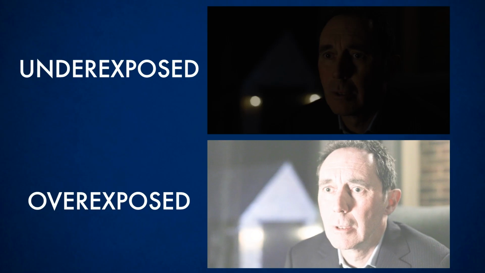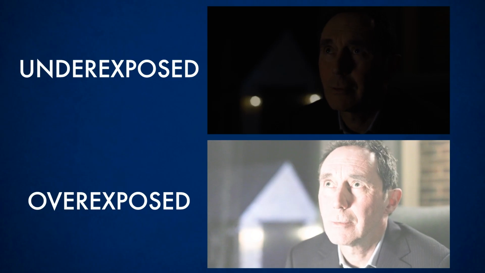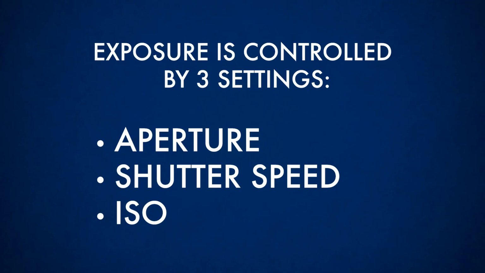Next, you'll need to set your exposure. Now, this is how much light is being let into the camera. Your image can be too underexposed, meaning too dark, or too overexposed, meaning too bright. So you want to get it somewhere in the middle where the scene looks natural and is just right. Exposure is controlled by three settings: the aperture, the shutter speed, and the ISO.